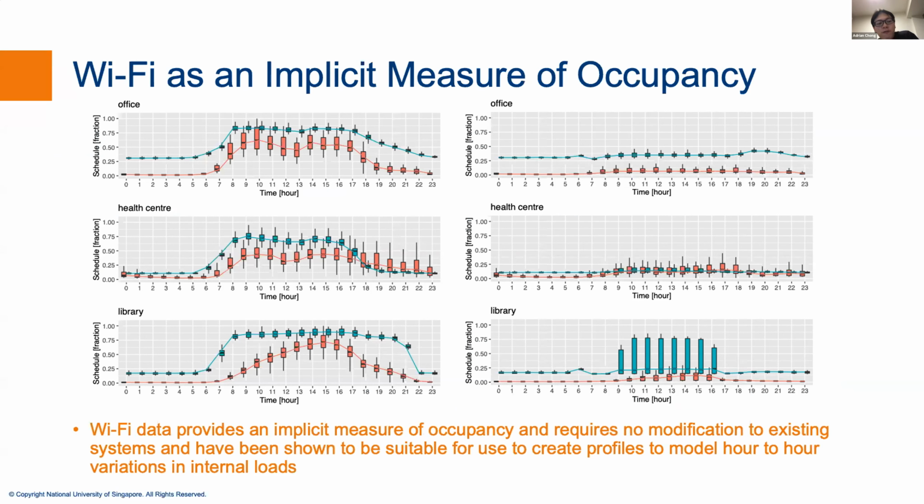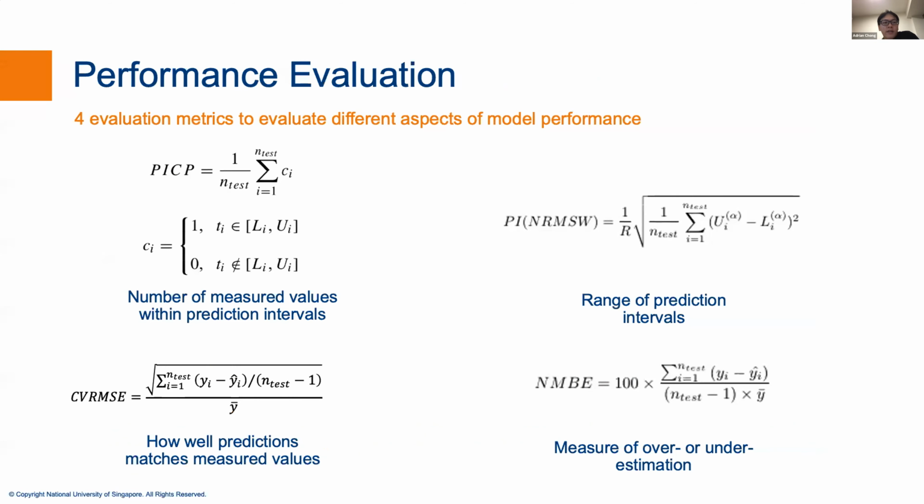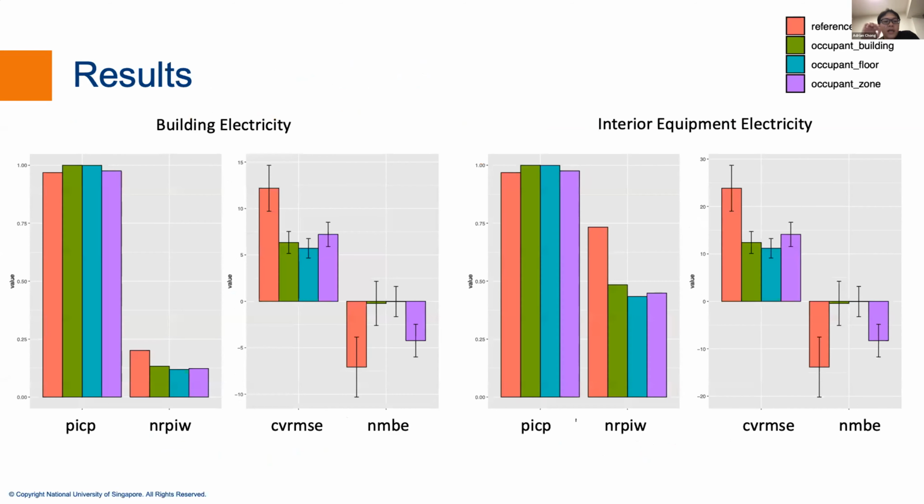Of course, Wi-Fi data provides an implicit measure of occupancy and requires no modification to existing systems. Therefore, it has been shown to be suitable for creating profiles for hour-to-hour variations. Due to time constraints, I'll probably skip this. What we notice is that the root mean square error with occupant information is lower than without any occupant information, but we do not see any significant impact going with finer resolution of occupant information.